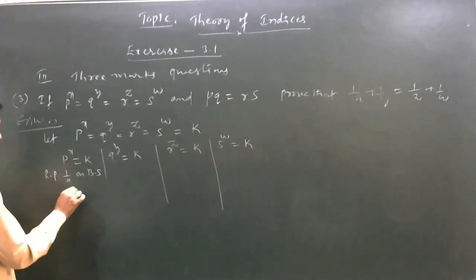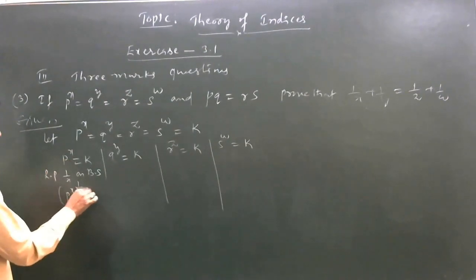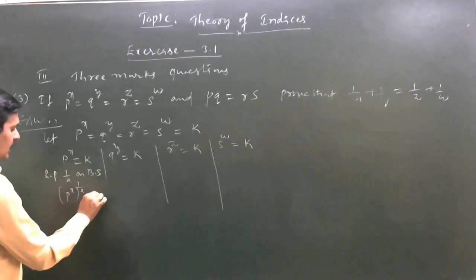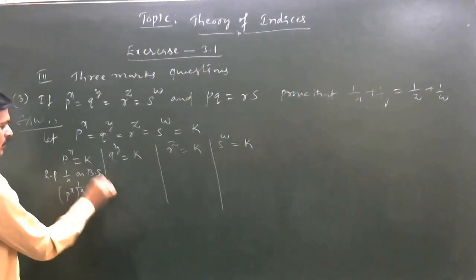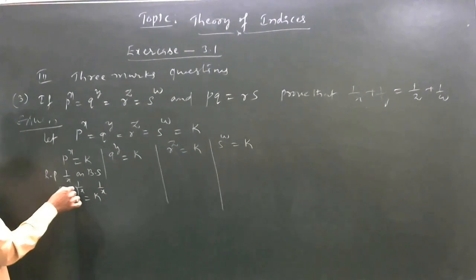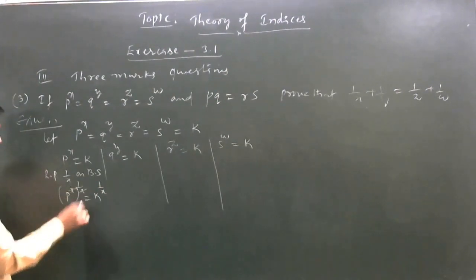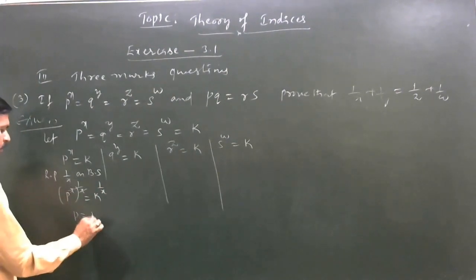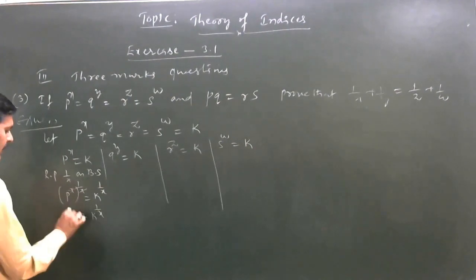Here (p^x)^(1/x) equals k^(1/x). Here the x gets cancelled, so p equals k^(1/x).